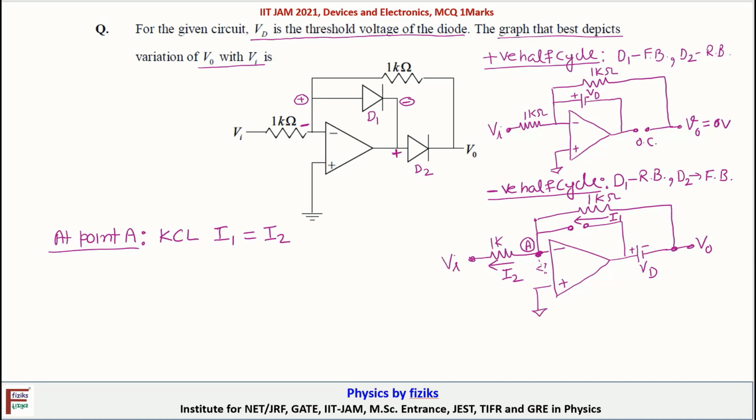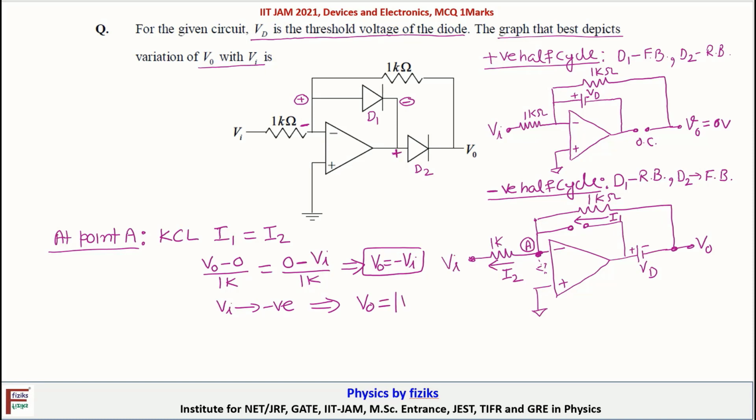This terminal A has potential 0. So I1 will be given by (VO minus 0) by 1 kilo ohm, and I2 will be given by (0 minus Vi) by 1 kilo ohm. So this will give you VO is minus Vi. Now see, Vi itself is a negative value. So what will be VO? VO actually you will get a positive value, that will be mod of Vi. So during the negative half cycle the output is positive.